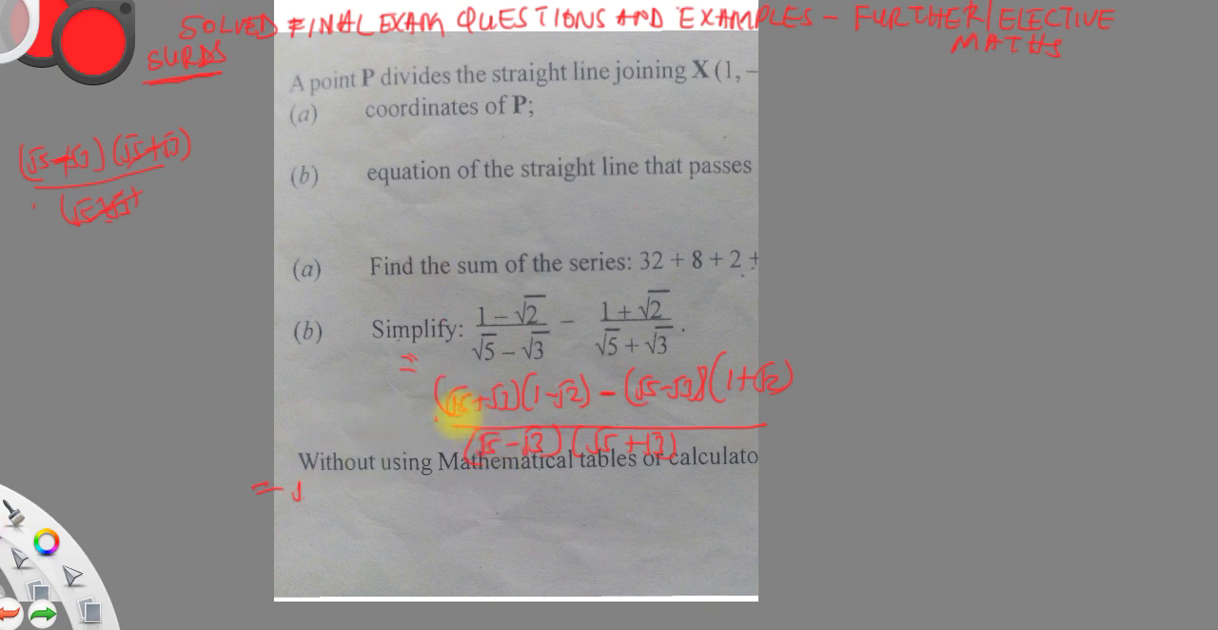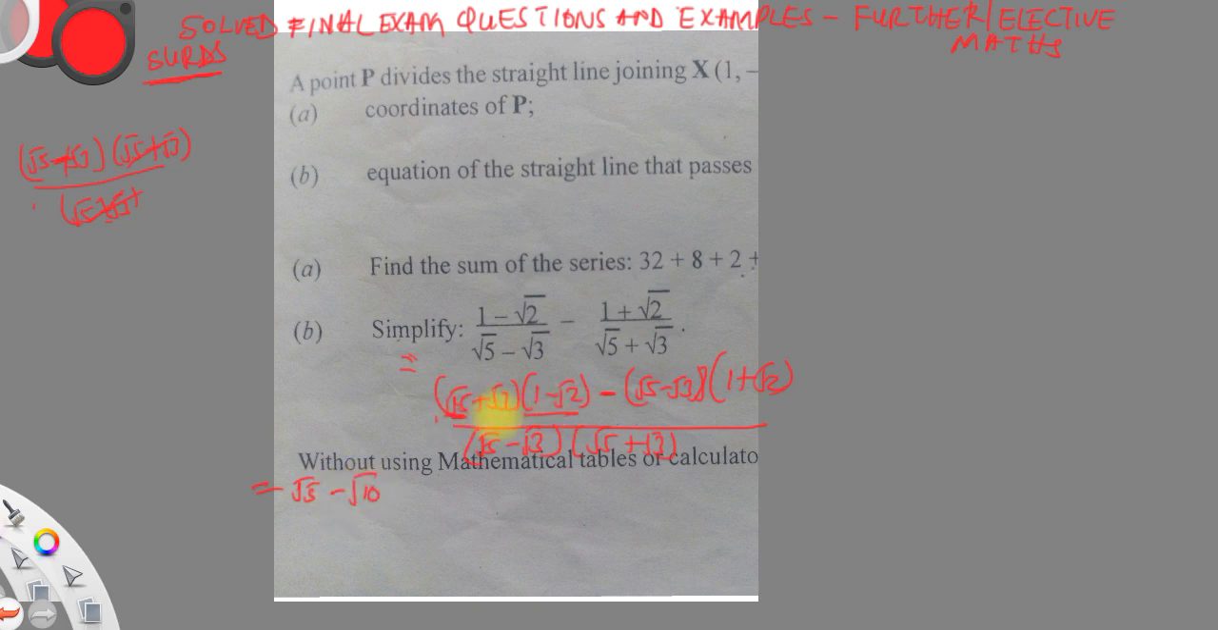So square root of 5 will multiply this whole thing. Square root of 5 times 1, we get square root of 5. Then square root of 5 times negative square root of 2, we get negative square root of 10. That's what we get.